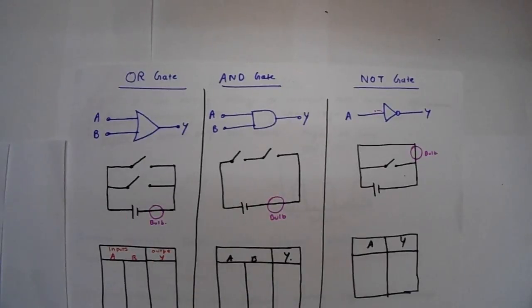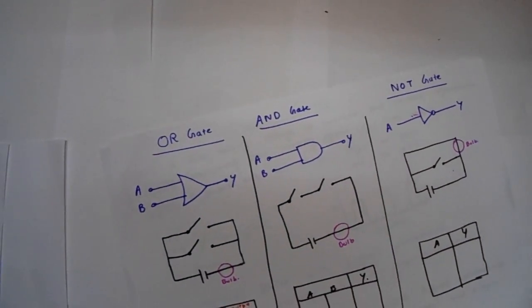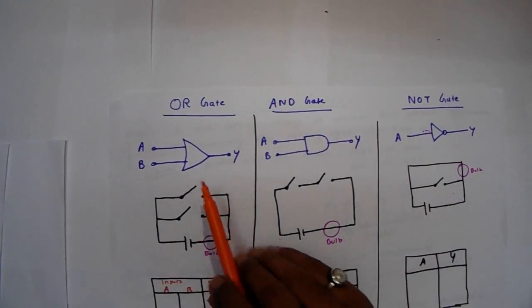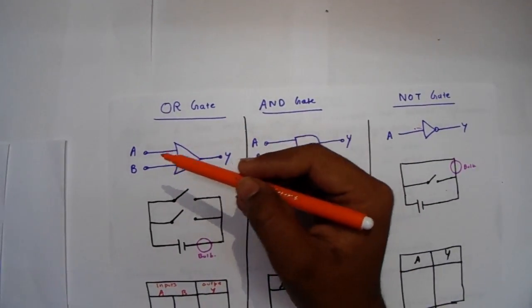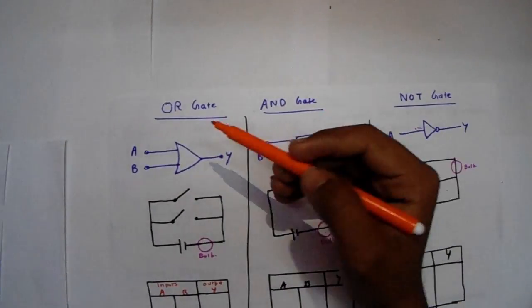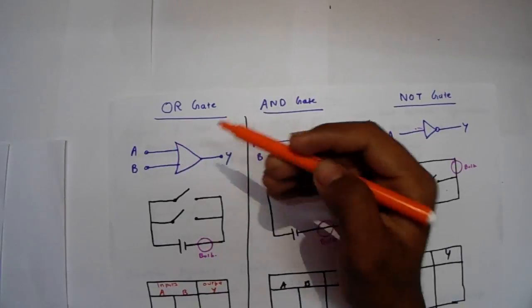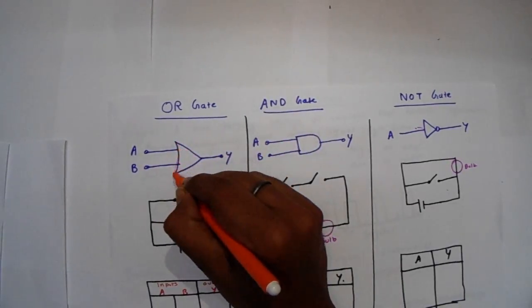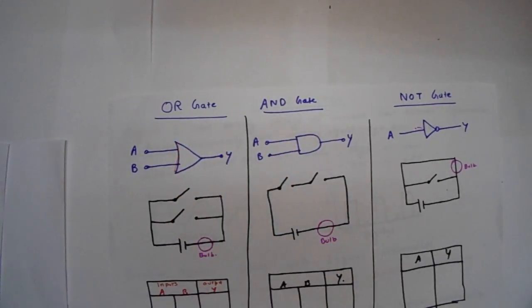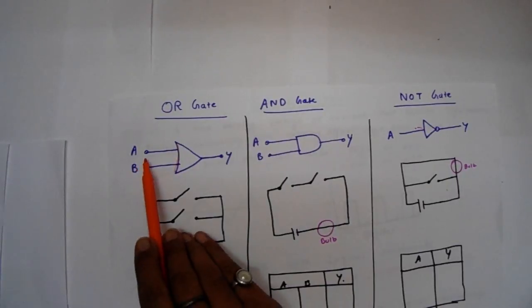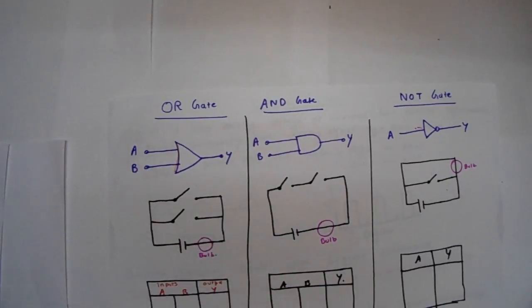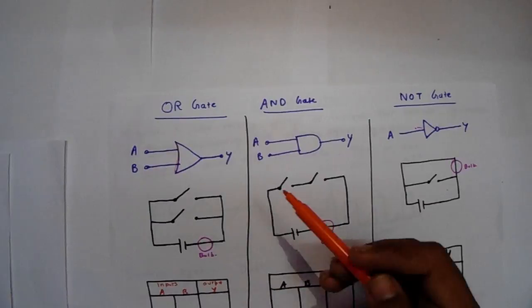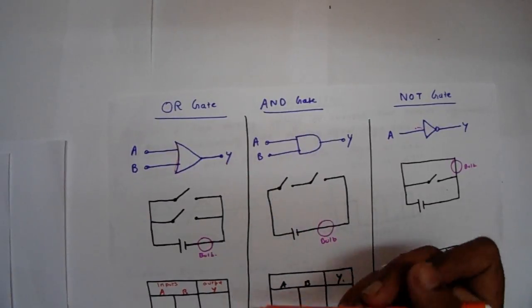Here we can see we have our OR gate with us. We have taken a two input OR gate. This is the symbol of the OR gate, and we have two inputs, namely A and B, and we have one output here.